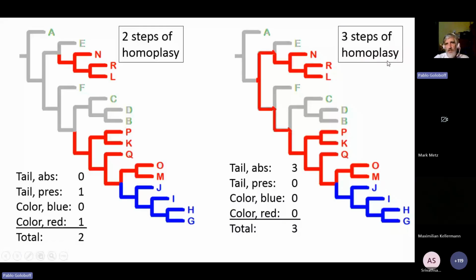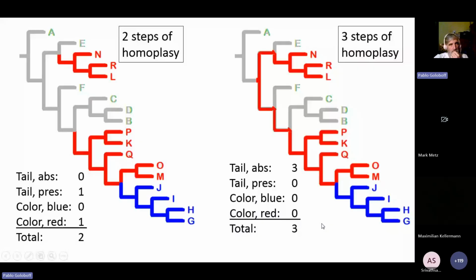This reconstruction instead has three steps of homoplasy. Those would be three cases where the tail is absent, right? And the ancestor did not have an absent tail. So that's three originations, three extra originations of the tail, right?